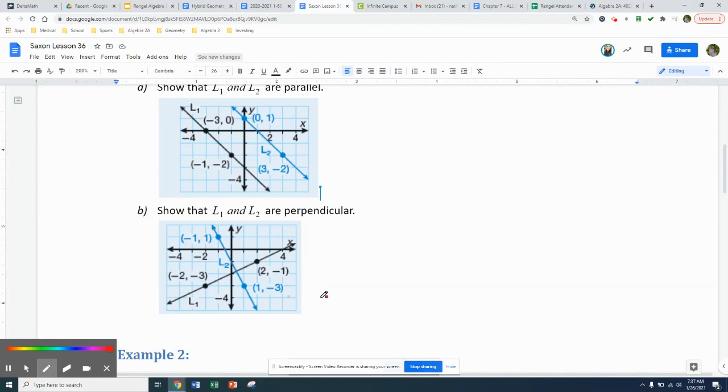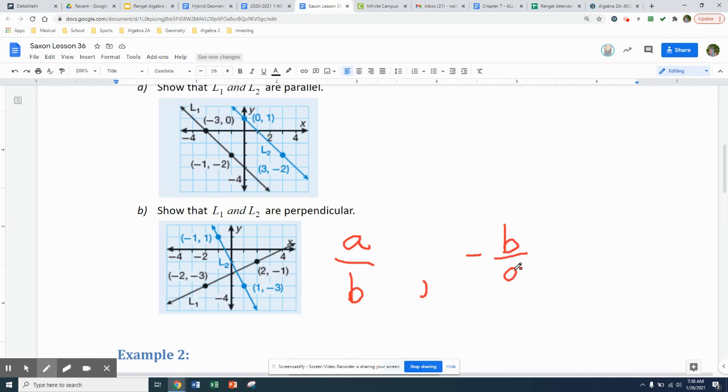Then perpendicular lines will have opposite reciprocals. So opposite reciprocals are like if I have A over B as a slope, so rise is A, run is B, my opposite reciprocal would be negative B over A. So we make the slope negative, and then we also make the reciprocal, so B over A.